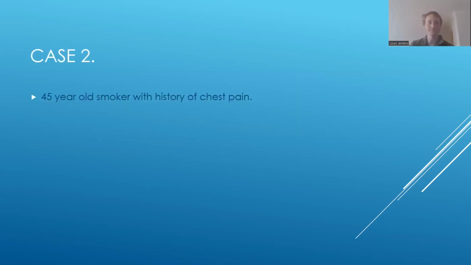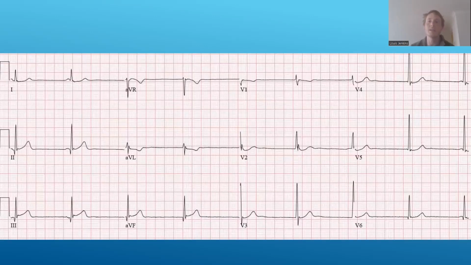But moving on, case 2, 45-year-old smoker, history of chest pain. Bam. I think these are the actual details of the patient in this instance. So here's his ECG. Have a pause here, have a bit of a think about the ECG. Feel free to apply that method of interpretation that I talked about before. But yeah, away you go.